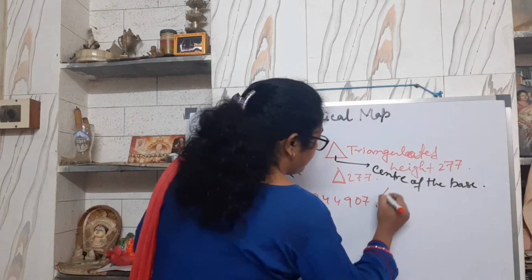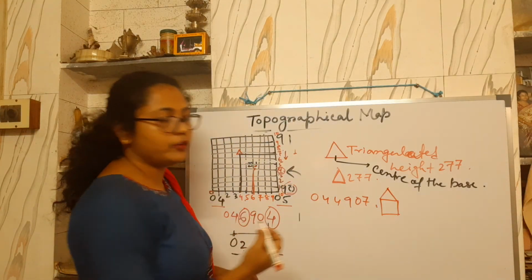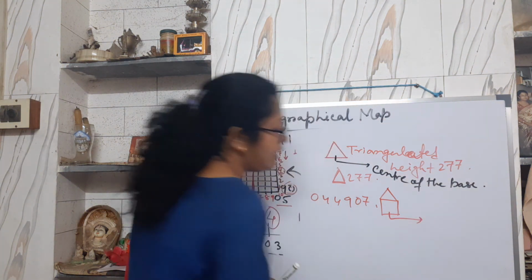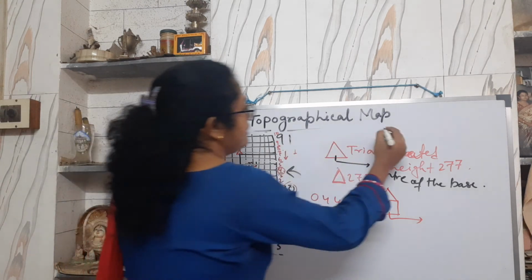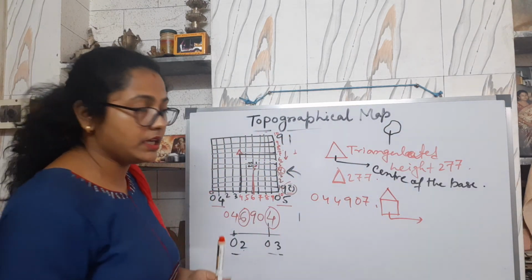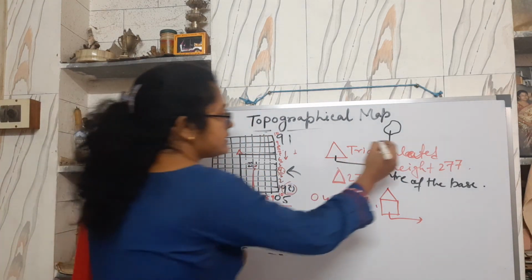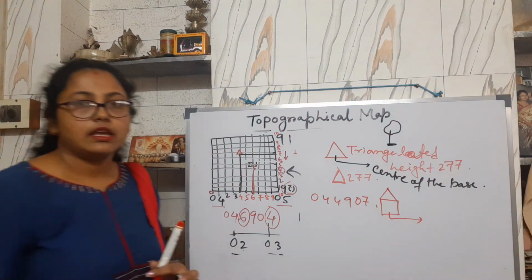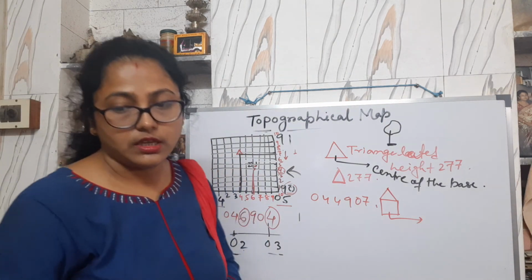If suppose the temple, which one you have to take? Same thing, center of the base. Suppose given the prominent survey tree. So you have to consider this point. Okay, this point you have to consider. In the same way, you have to find out the 6-figure grid reference.